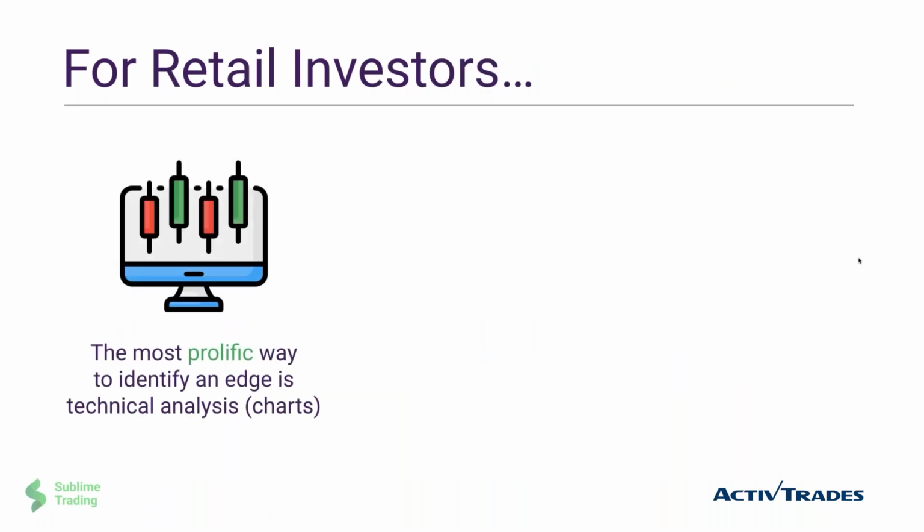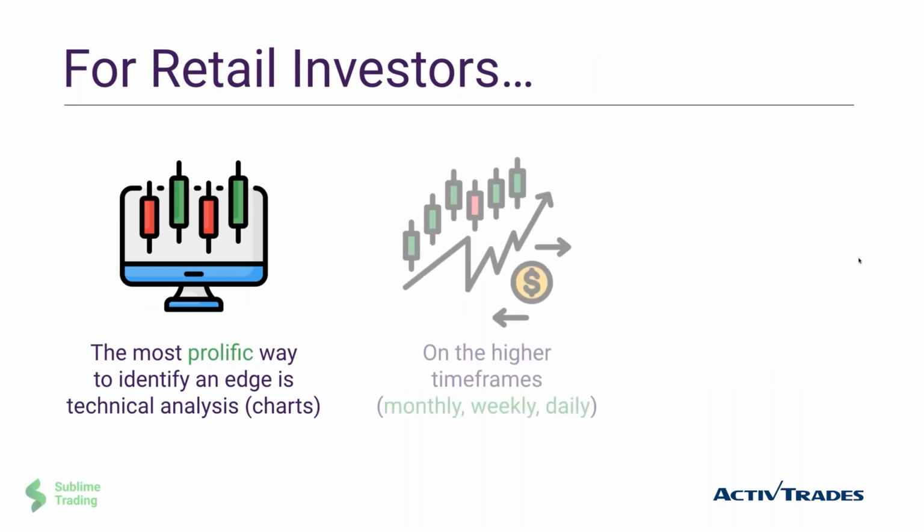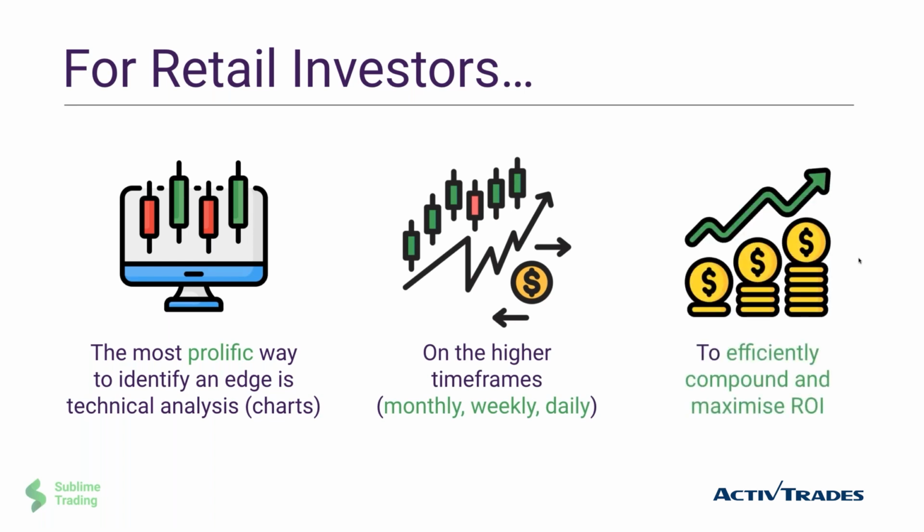For retail investors, the most prolific way to identify an edge is technical analysis. That's using charts on the higher time frames, monthly, weekly, and daily, to efficiently compound and maximize ROI. So effectively, think about it, guys. This is a hybrid approach. You're using charts like a trader on the higher time frames, so you're holding your positions like an investor to maximize your return. So that's the sweet spot, combining technology and looking at charts like a trader, holding and compounding your positions like an investor for maximum ROI.